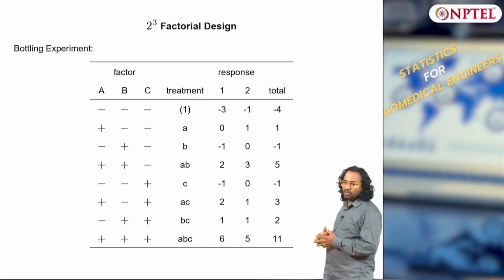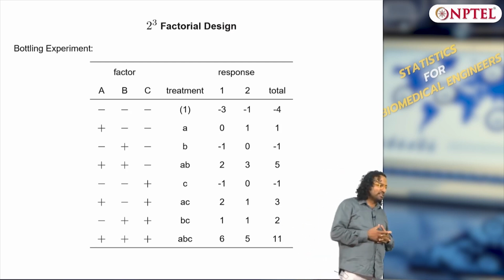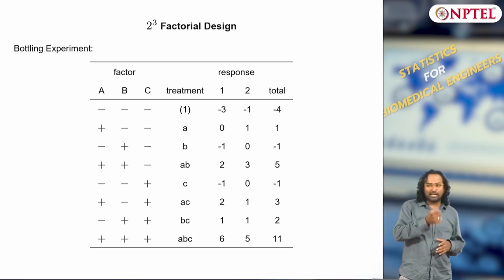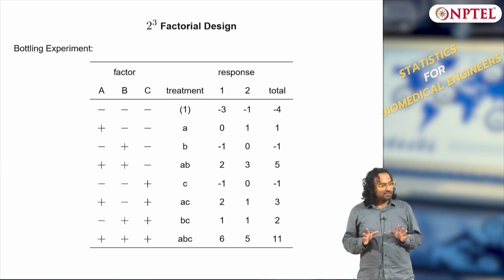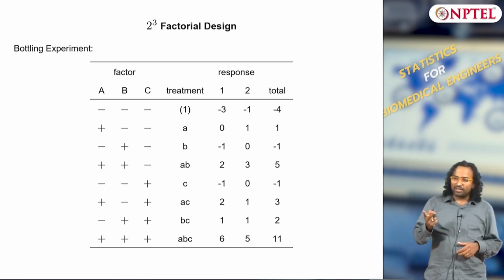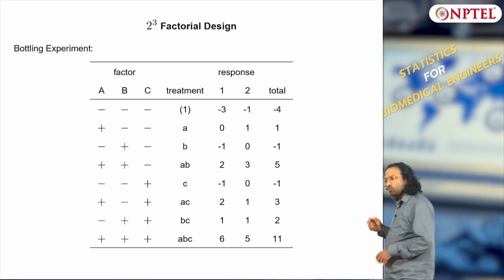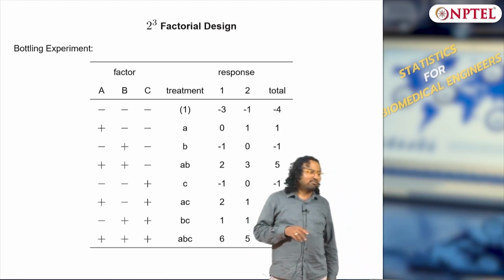So natural extension is 2 power 3. These are the experiments which you will be typically using as a trial. 3 factors. How many two-way interactions? There will be bilinear interactions as well as a trilinear interaction. How many bilinear interactions will I have?